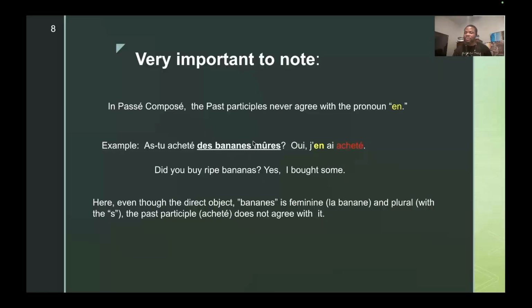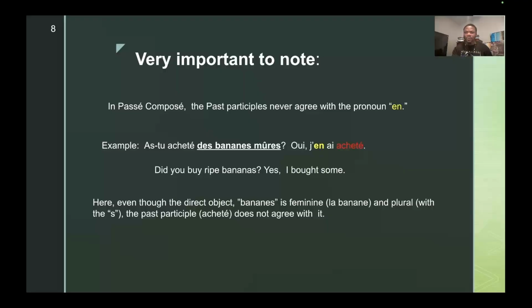Des bananes mûres. Ripe bananas. Now, if this was to be the normal rules, banana in French, you see, I explain it here. Even though the direct object banane is feminine in French because we say la banane and plural with S, the past participle acheté does not agree with it. It does not agree with the pronoun un. That's the important part that you need to take note of.